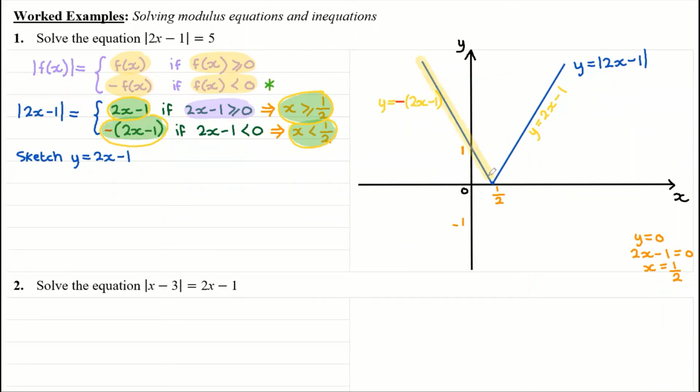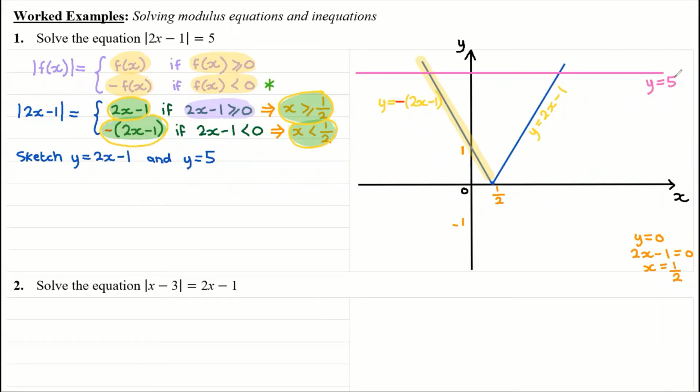Now we have to solve the equation when this graph is equal to 5. So we're also going to sketch the graph y equals 5 on here. Just for sake of accuracy, I'm going to move this label a little bit. And we'll put the line y equals 5 in pink across. It's going to be maybe somewhere across here like that. It's a horizontal line, isn't it? So that's going to be the line y is equal to 5.